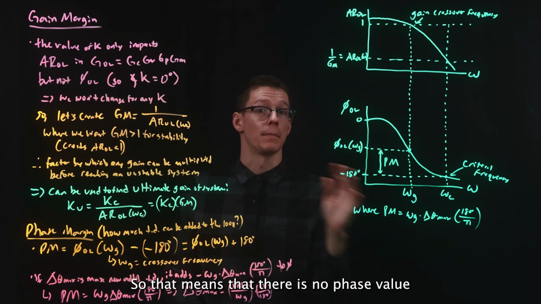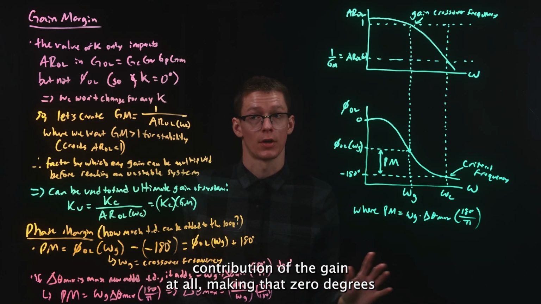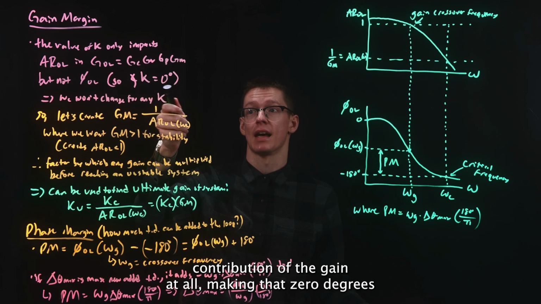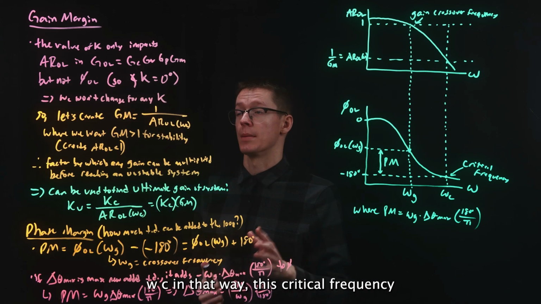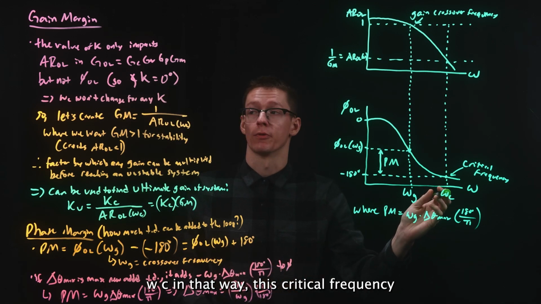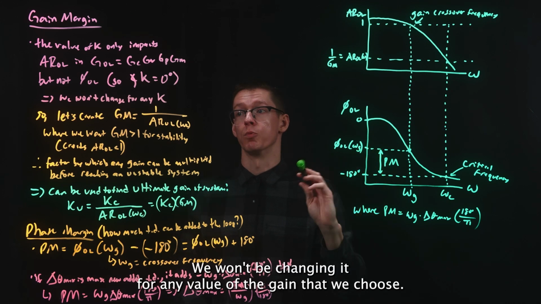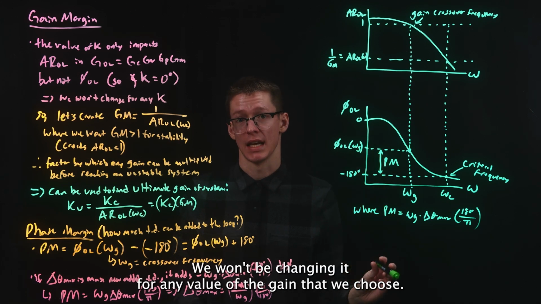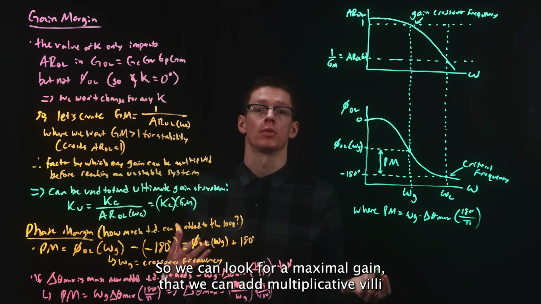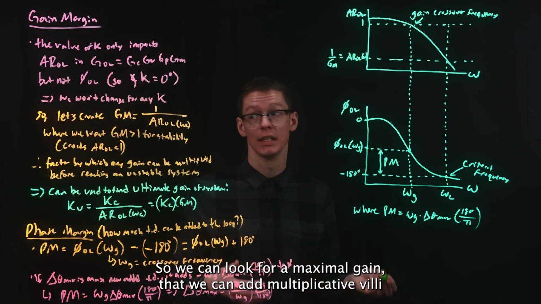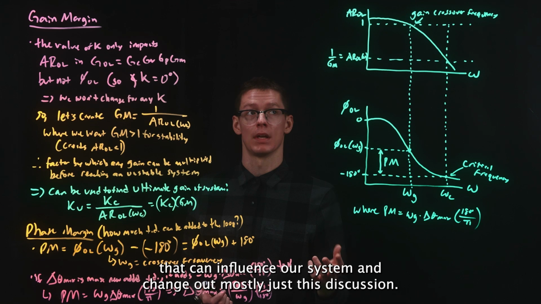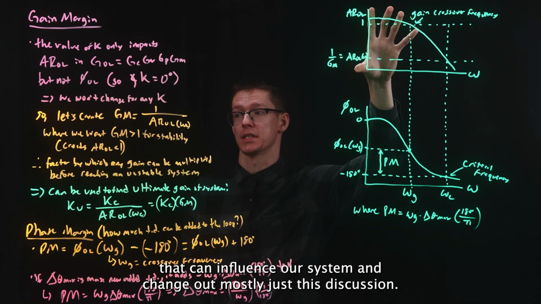So that means that there is no phase contribution of the gain at all, making that 0 degrees. ω_C, this critical frequency that we find, will not be impacted in that way. We won't be changing it for any value of the gain that we choose. So we can look for a maximal gain that we can add multiplicatively that can influence our system and change it.